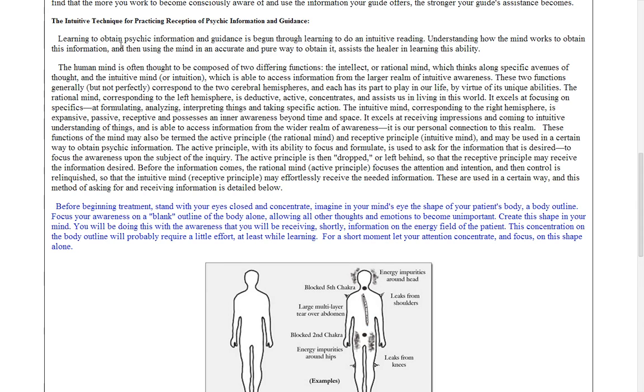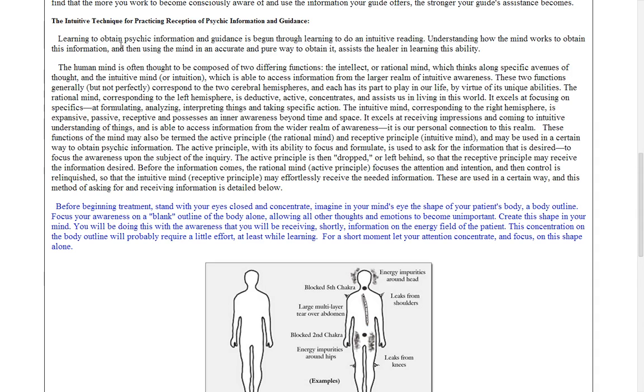The intuitive mind corresponds to the right hemisphere. It is expansive, passive, receptive, psychic, feminine, circular, unpredictable, random, and possesses an inner awareness beyond time and space. It has an awareness beyond logicalness and analyzing. It excels at receiving impressions and coming to intuitive understanding of things, and is able to access information from the wider realm of awareness. It is our personal connection to this realm.